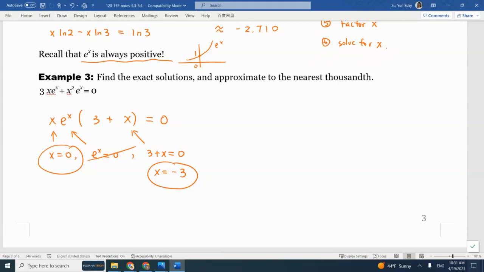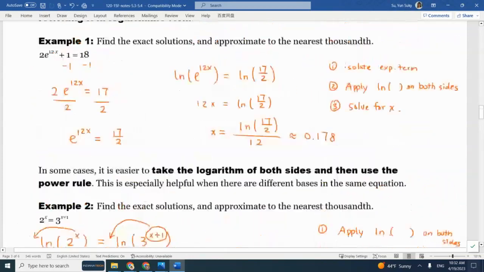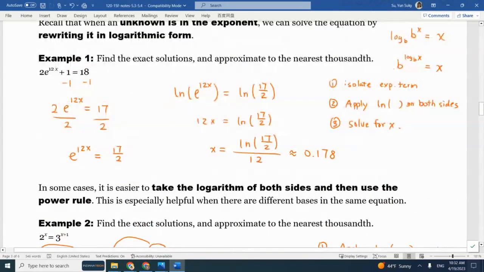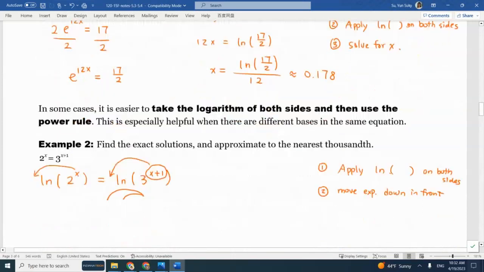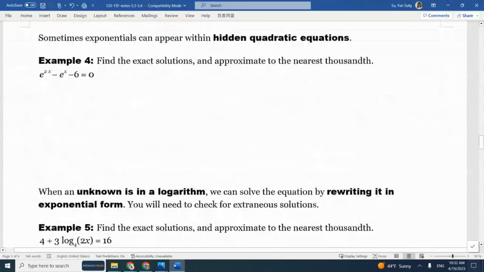Will we deal on the exam with examples where e to the x equals something positive? Yeah. Then you take ln. Then you take ln. Yes, good.